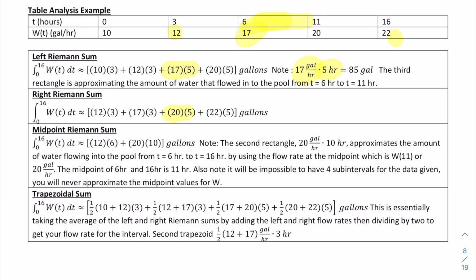Now, a midpoint Riemann sum, the table is going to have to be set up in a particular way for us to be able to use that.